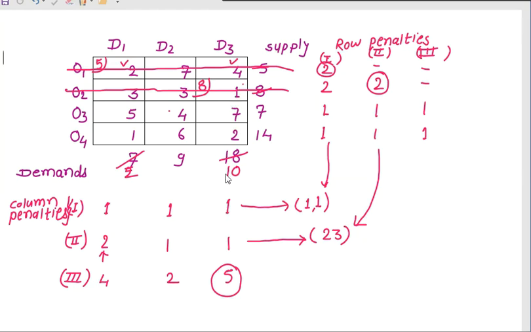Now in the third column, what is the cell with the lowest cost? This is the cell with the lowest cost, 2. What is the requirement? The requirement is 10. What is the available quantity? The available quantity at the fourth factory is 14. Allocate the maximum possible quantity in this cell. 10 units are required. So 10 units are transported from the fourth factory. So out of 14, 10 are transported. So 4 units are left at the fourth factory. Requirement at D3 is satisfied. So we delete this column from further consideration.